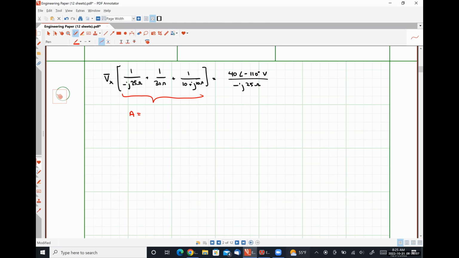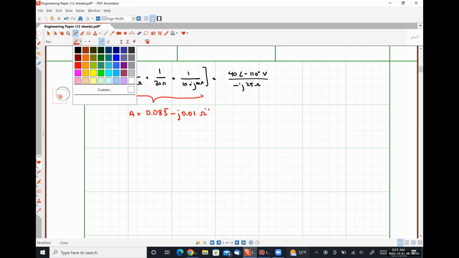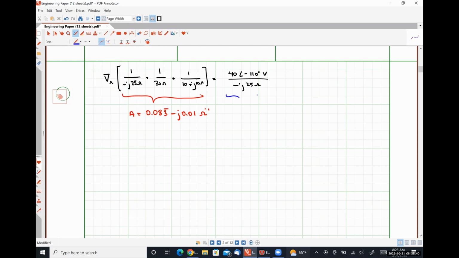If I made an algebraic mistake, I hear a lot of whispering. If I have, please let me know. Let's see, this would be ohm. Storing this as A. Over here on the right-hand side, this is going to be B.